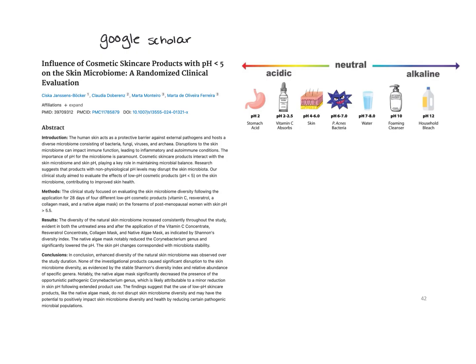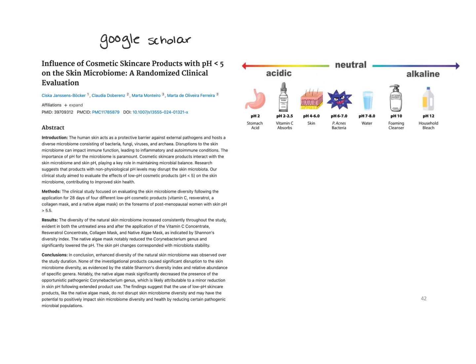Now, that is kind of interesting because we see some other references that say if your pH is less than 5, depending on how much less than 5, you may be in that pH range of the skin. So it looked at the skin microdiversity for 28 days of 4 different low pH cosmetic products: vitamin C, resveratrol, a collagen mask, and then a native algae mask, right? And they looked at the forearms of postmenopausal women with a skin pH of greater than 5.5.